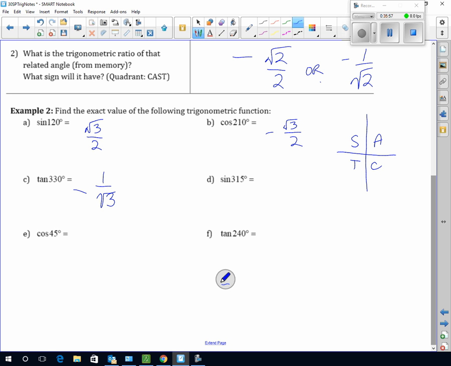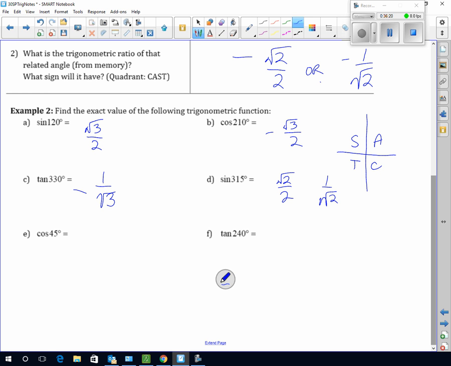315, what's the reference angle? 45. Which finger do I put down? Middle. Sine is this side. So how many fingers? 2. So root 2 over 2, or you could have 1 over root 2. It doesn't matter which one you have. But what sign is it? It's negative.